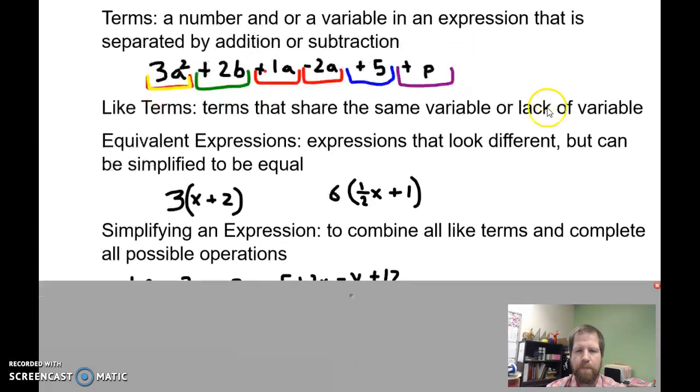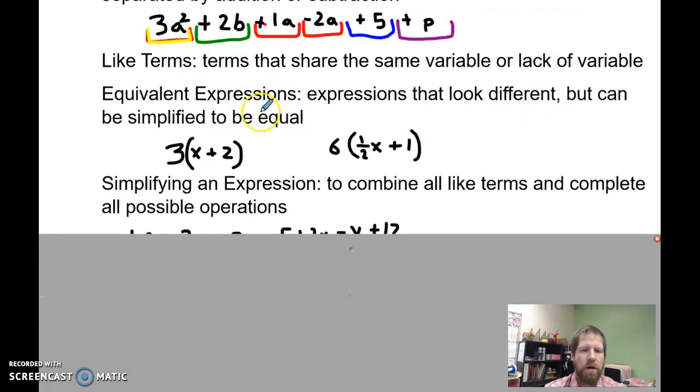Equivalent expressions are expressions that look different but can be simplified to be equal, or if I put in a value for my variable or variables, they will be equal as long as I put in that same value. So like right here, if I put in 2 for x, I'd have 3 times 2 plus 2, or 3 times 4, which would be 12. For this one, if I put 2 in for x, 1/2 of 2 would be 1. 1 plus 1 would be 2, times 6 is 12. So these are equivalent expressions. They look different, but they give the same result.